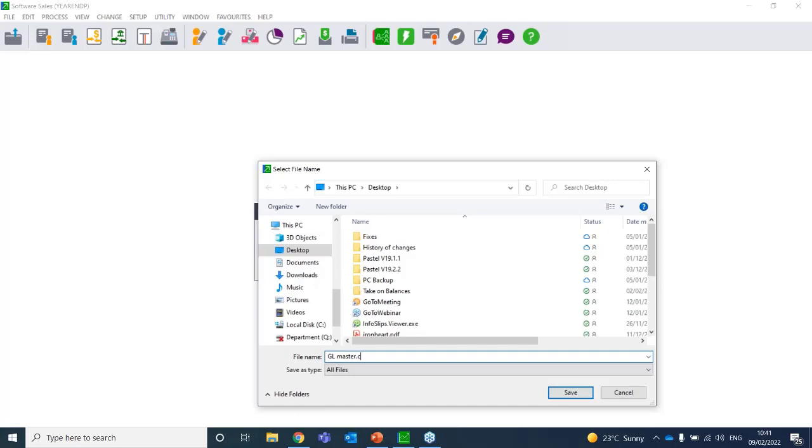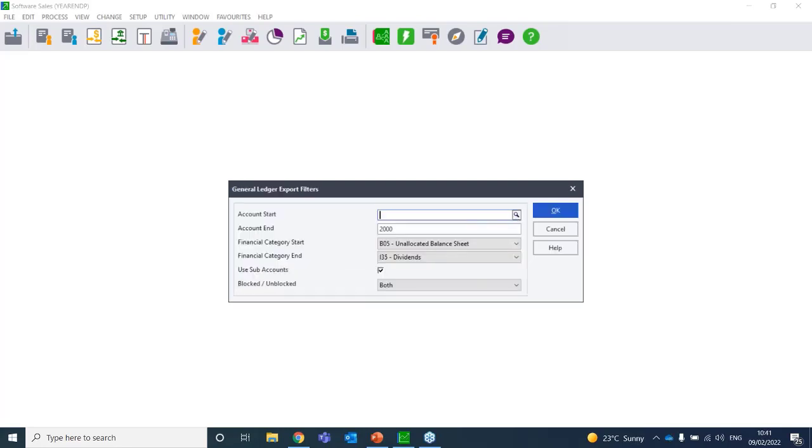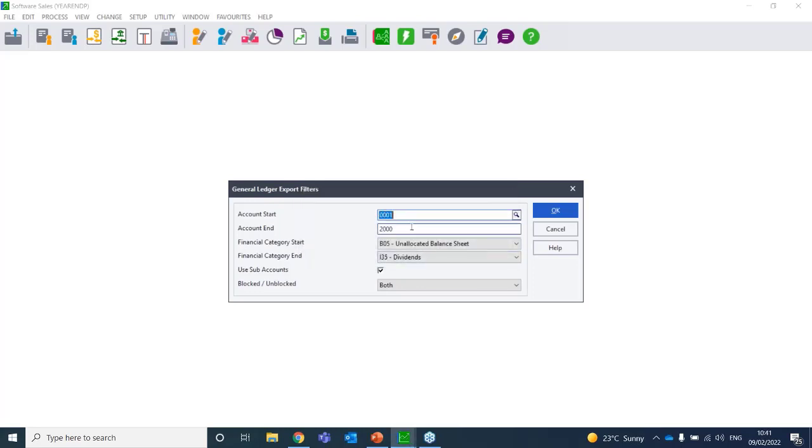For example, glmaster.csv. I'm putting mine on my desktop. Save. Proceed. And guys, I'm making the start blank. The start 001 and the end can be 9999. Basically, you're saying everything. Then guys, financial category, select the very top one and select the very bottom one because you want everything. Use sub-accounts. If you have sub-accounts, please use them. And then if you only want your unblocked, you can say that, but you might want to say both.